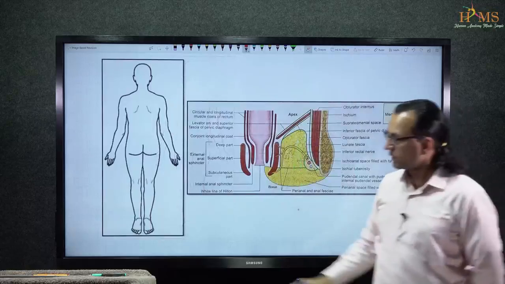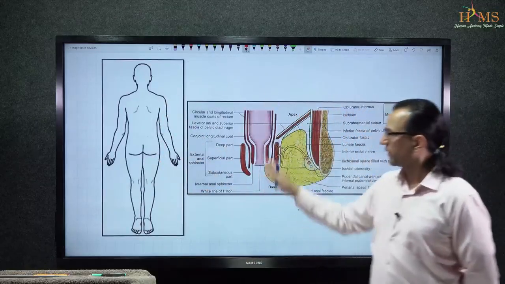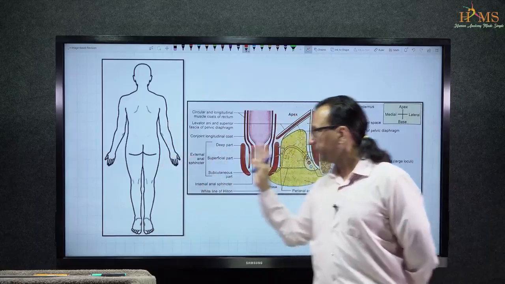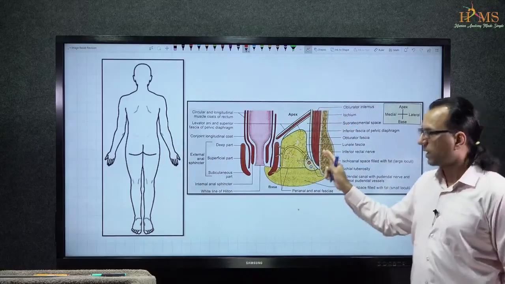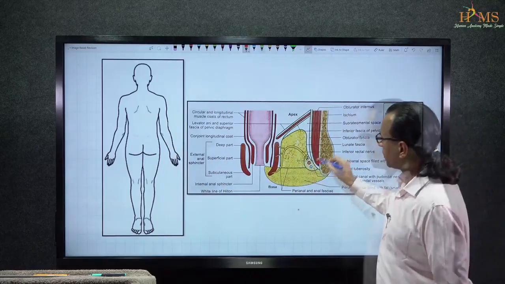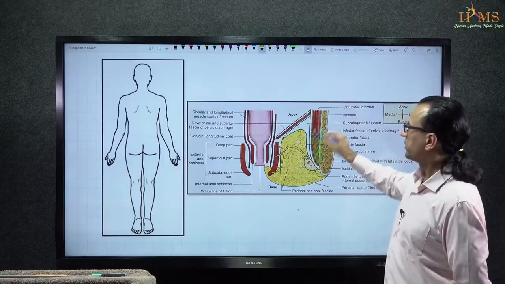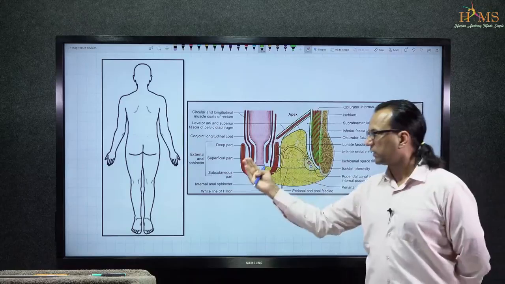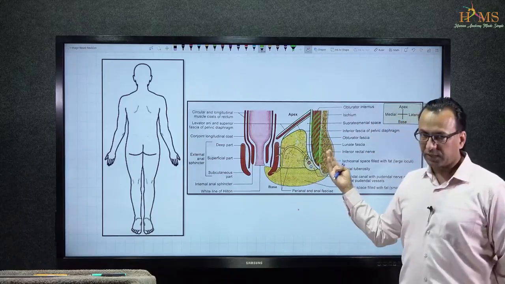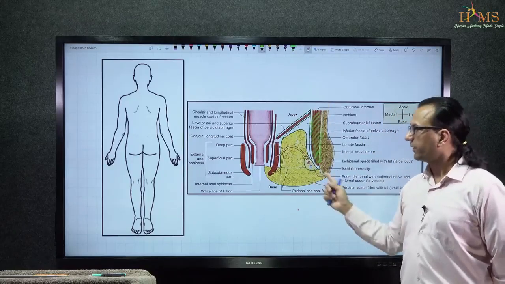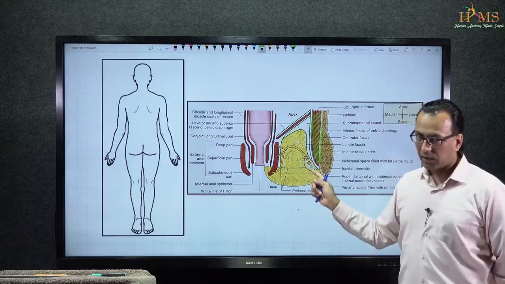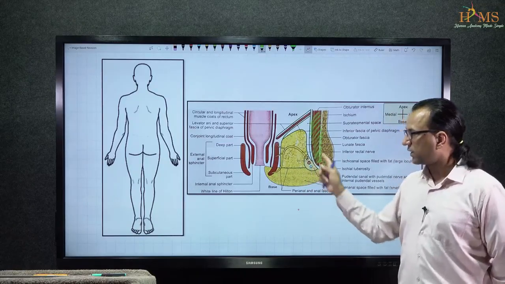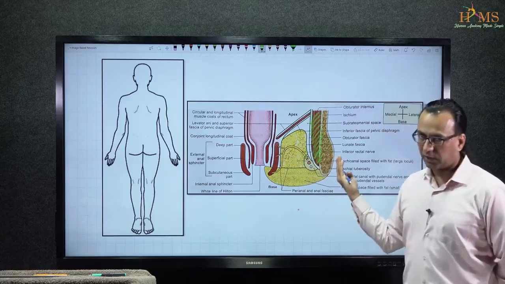So here we can see again in the midline we'll have the rectum becoming the anus, and the lateral bone will be ischium bone. Attaching to ischium bone is a muscle called the obturator internus muscle. The obturator internus muscle is the lateral boundary of the ischiorectal fossa, and it has obturator fascia. On the obturator fascia you have the pudendal canal. In the pudendal canal you have the pudendal nerve and pudendal vessels. They are in the lateral wall of the ischiorectal fossa.